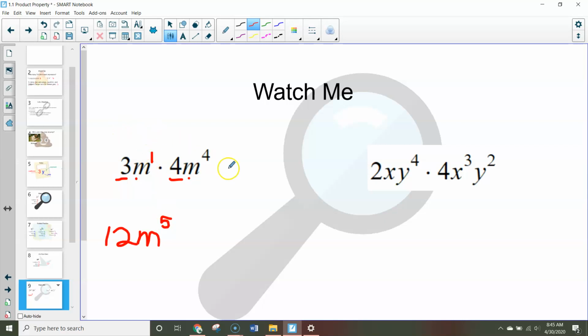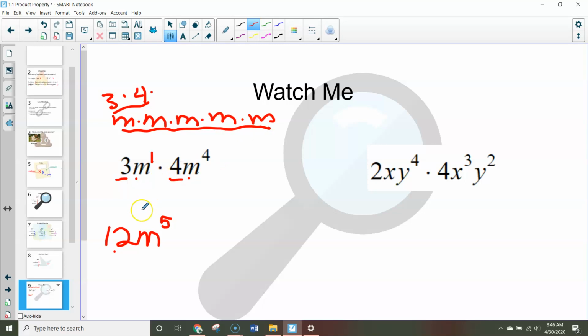So with exponents, m to the 4 is just a faster way of writing m times m times m times m. Here I've just got 1m. So really this is 3 times 4 times m. So once again, 3 times 4 gives me 12, and then if I count the total number of m's, that's 5. So instead of writing 12 m's, I'm going to write 12m to the 5th.